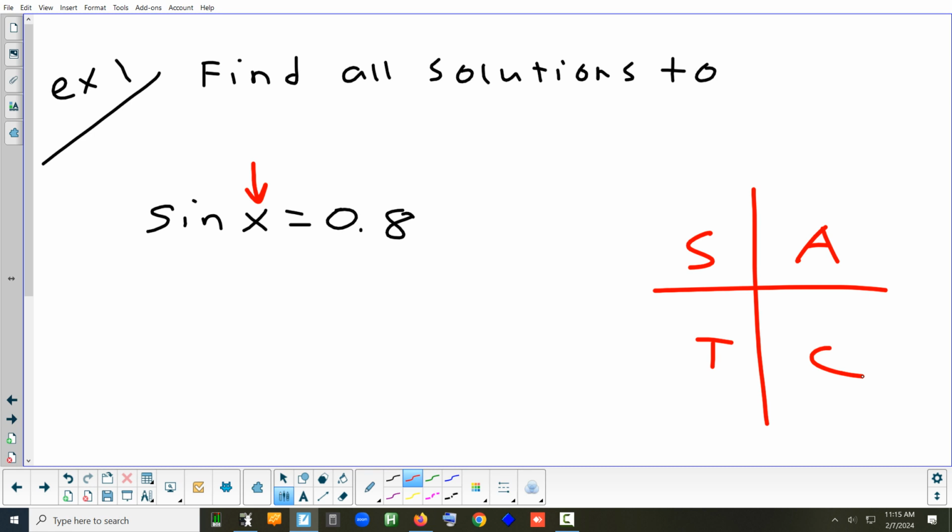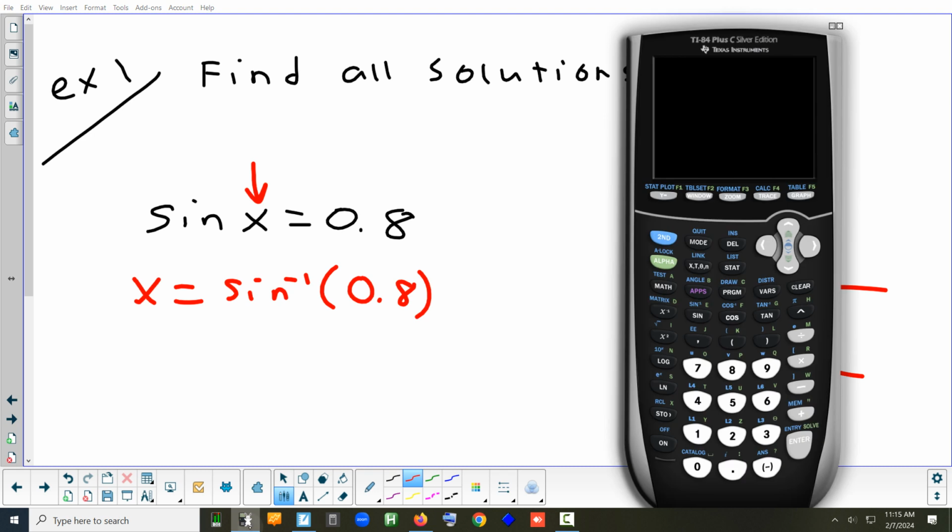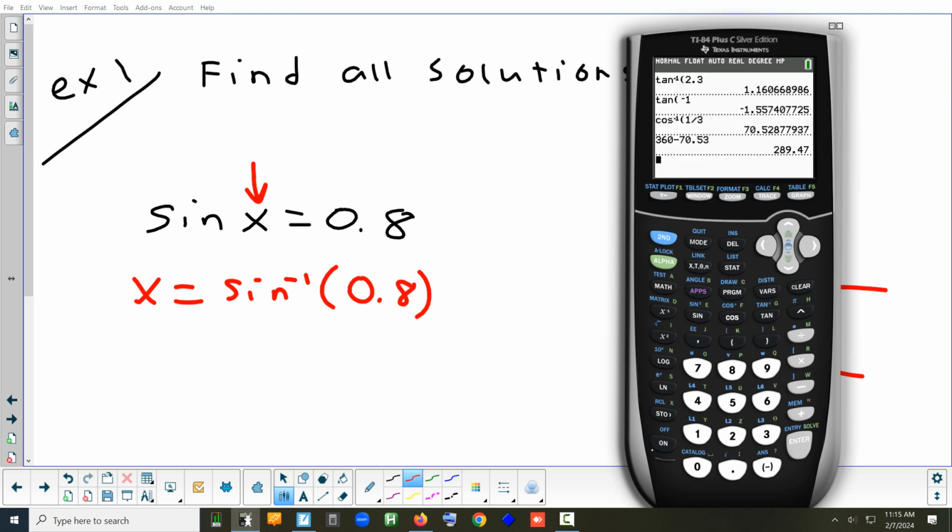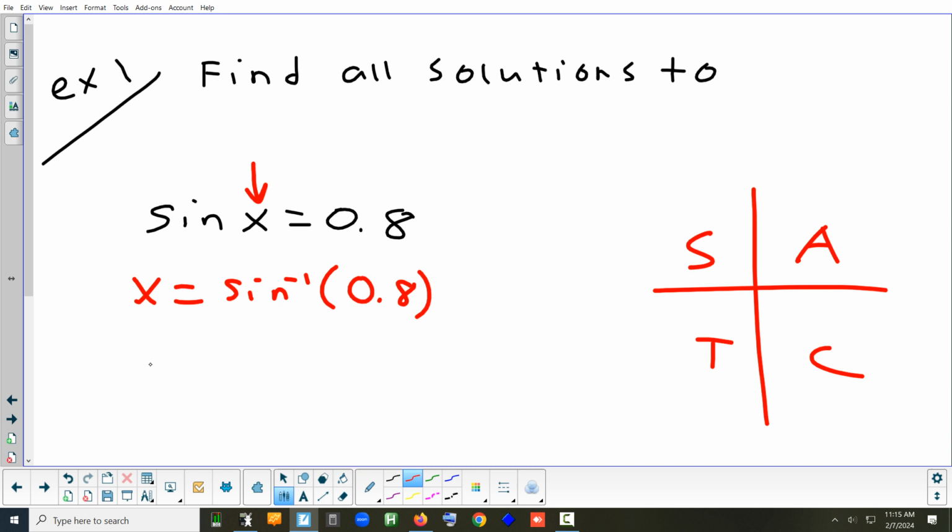What do we do on each side to get the x by itself? Take the inverse sine. And if you type in exactly what you see there, you will get one answer. So let's do the inverse sine of 0.8. I'll do it in degrees. So we get 53.13. Still a few more things we've got to do.